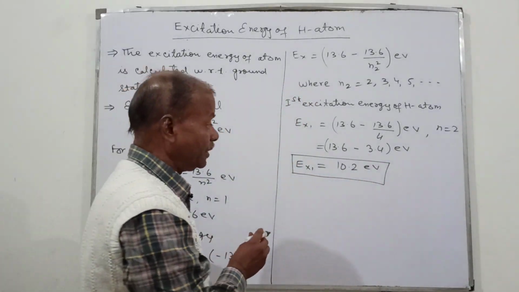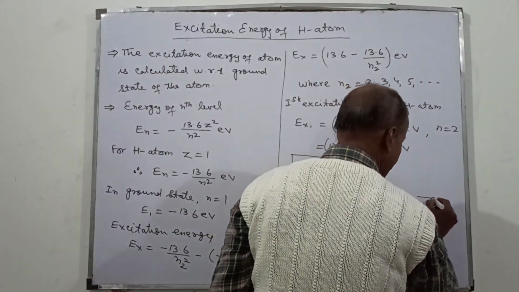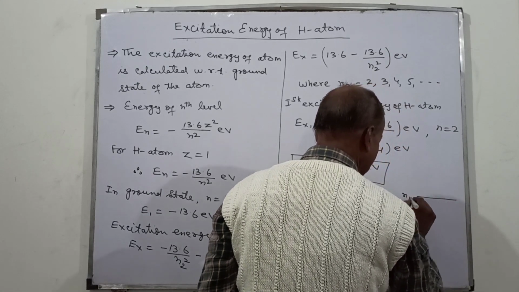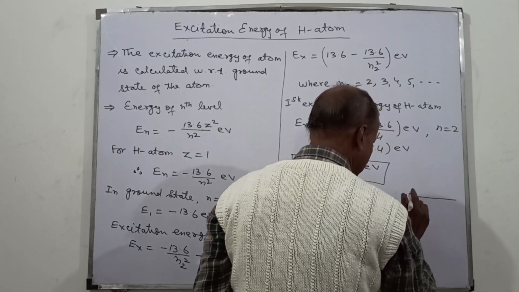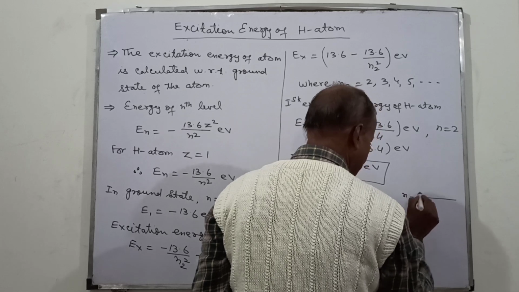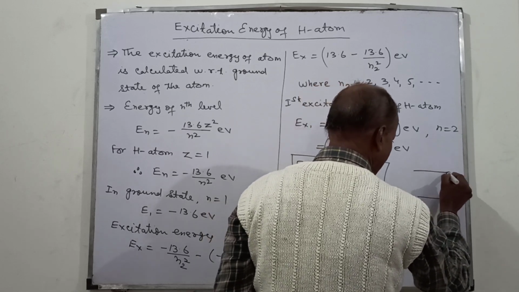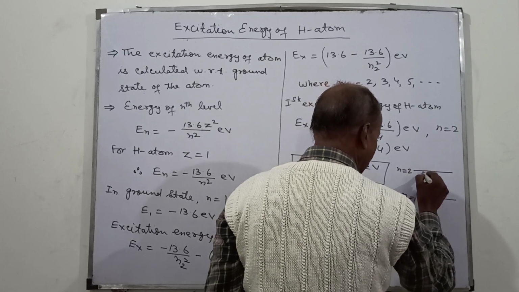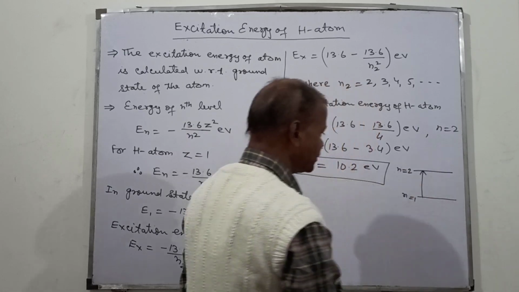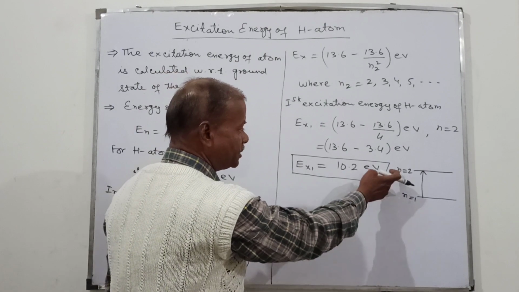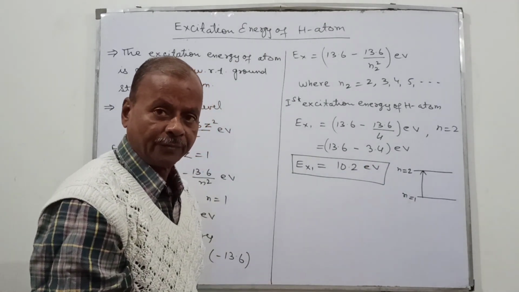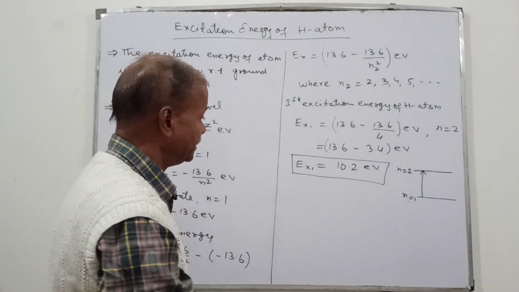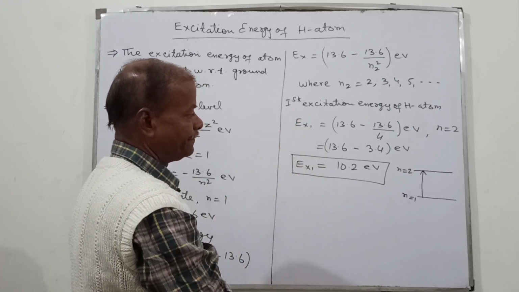Now how to visualize this? Suppose this is n equal to 1, the ground state, and this is n equal to 2. So now the electron is being excited like this from the ground state to the second energy state. That is the first excitation energy.